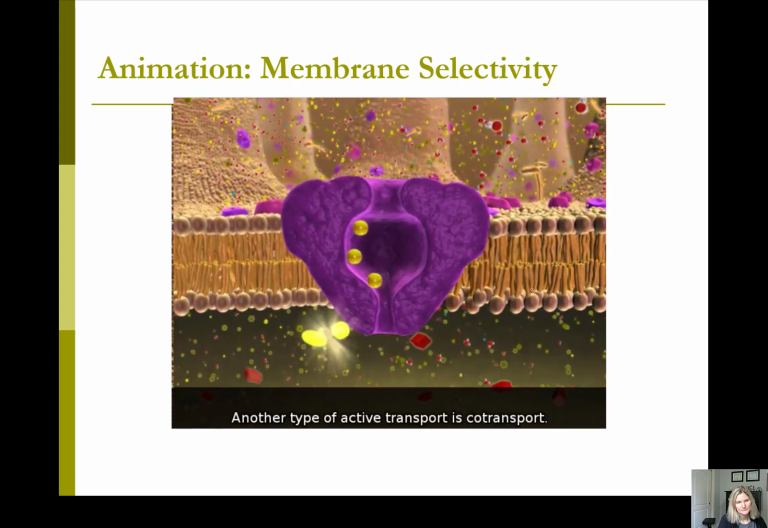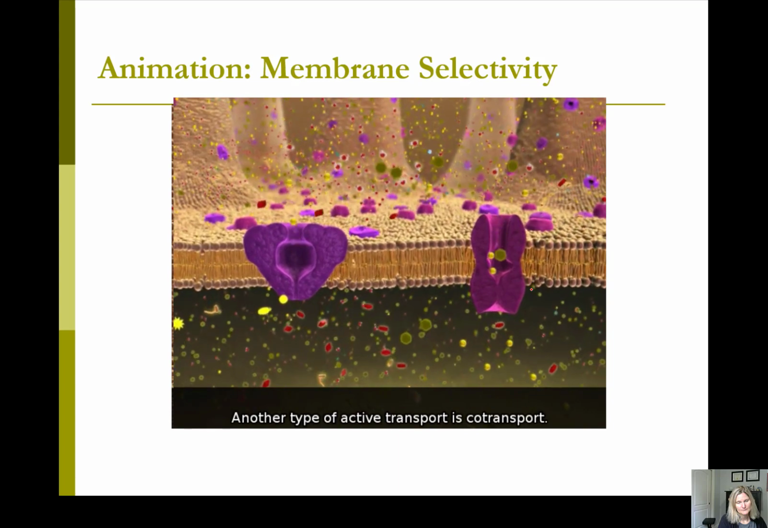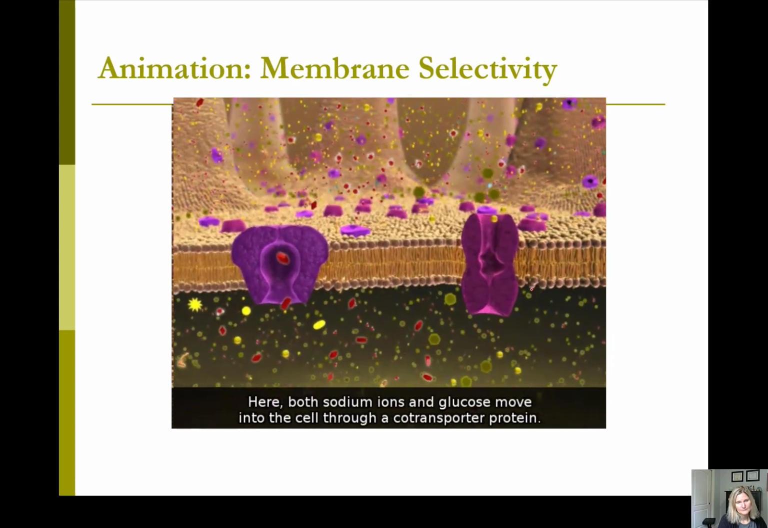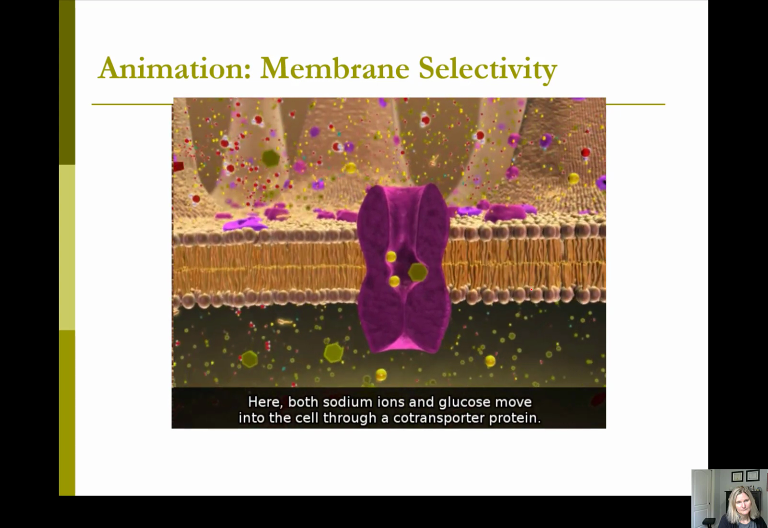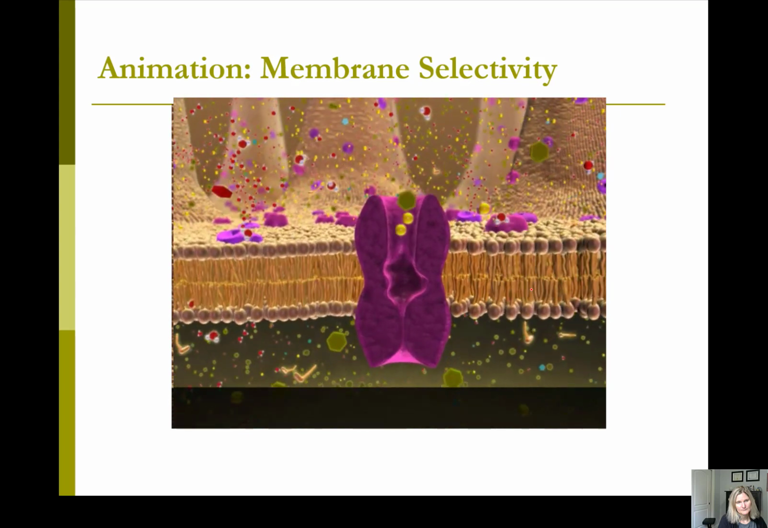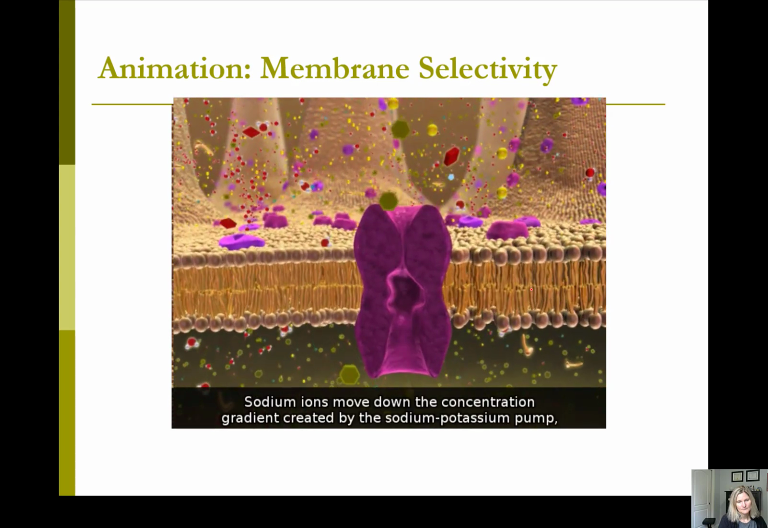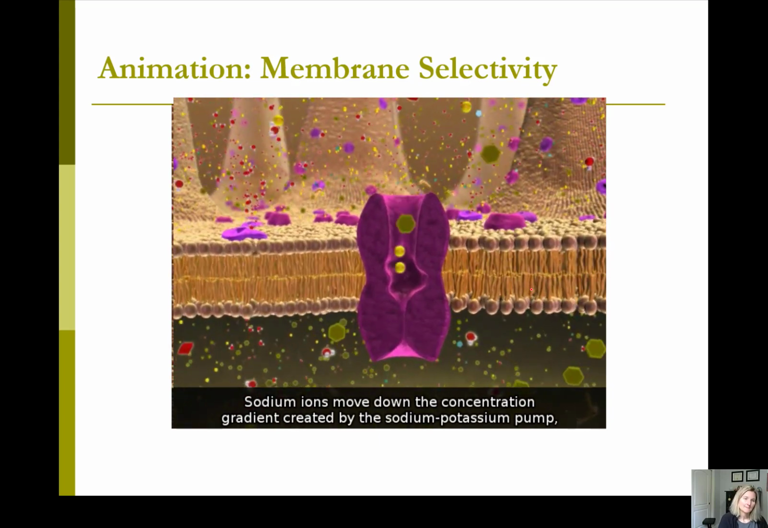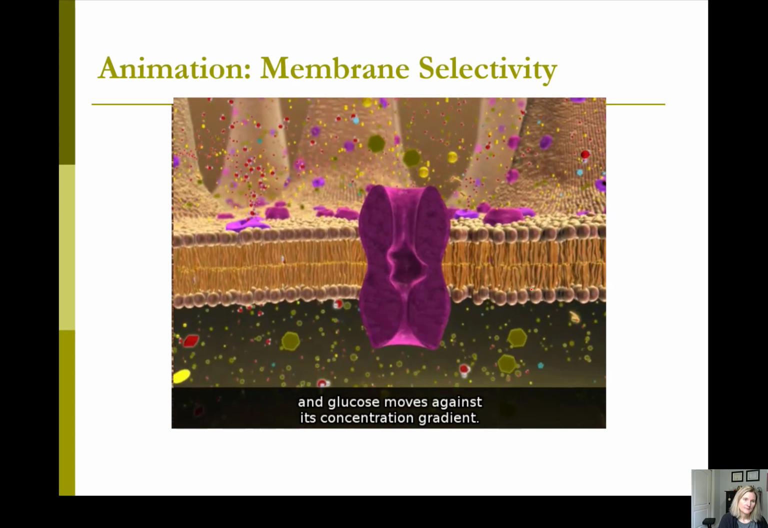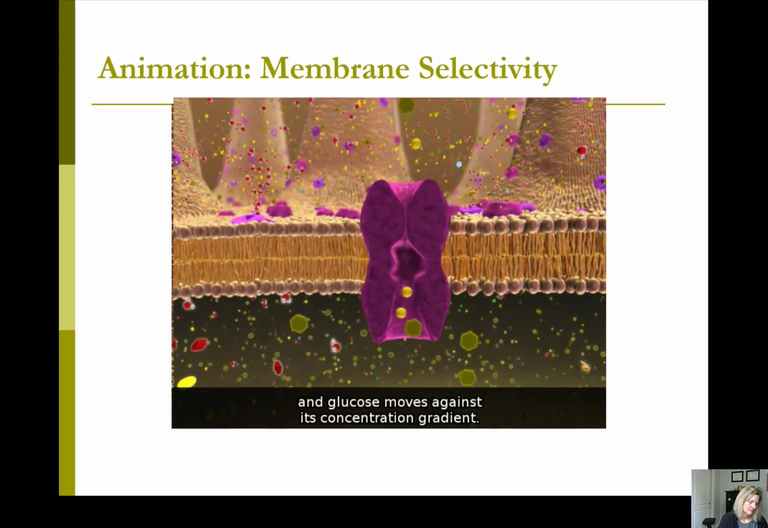Another type of active transport is co-transport. Here, both sodium ions and glucose move into the cell through a co-transporter protein. Sodium ions move down the concentration gradient created by the sodium-potassium pump, and glucose moves against its concentration gradient.